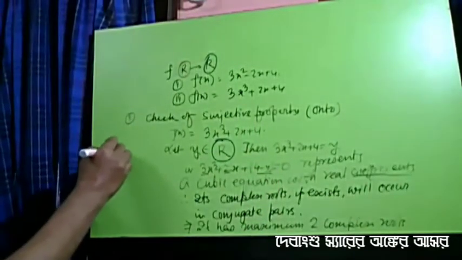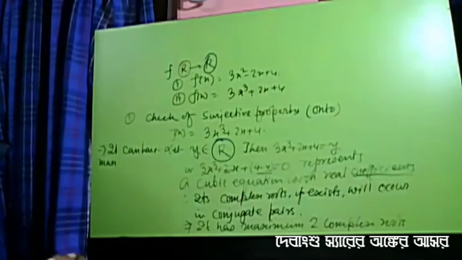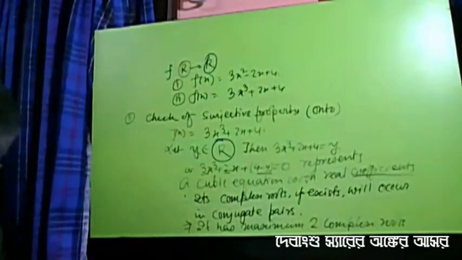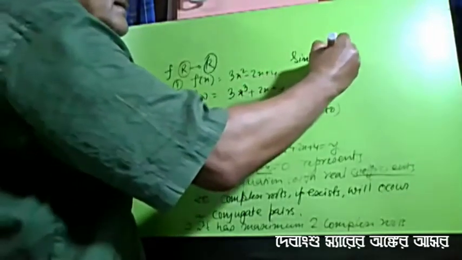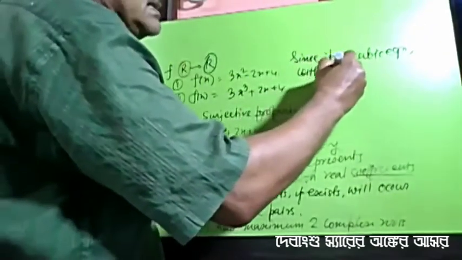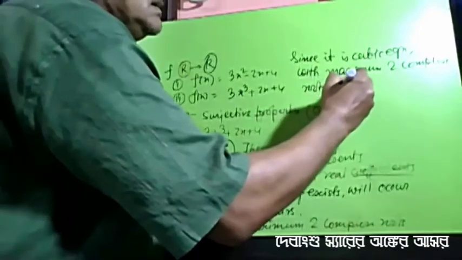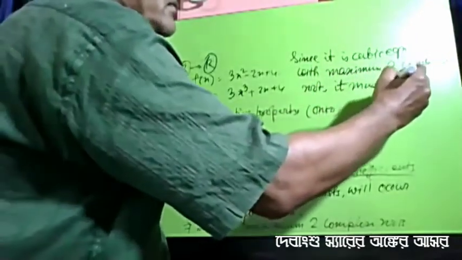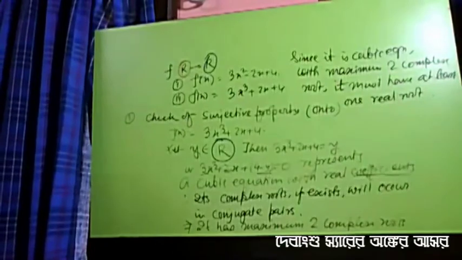Hence, since it is a cubic equation with maximum 2 complex roots, it must have at least 1 real root. It must have at least 1 real root. Clear logic?